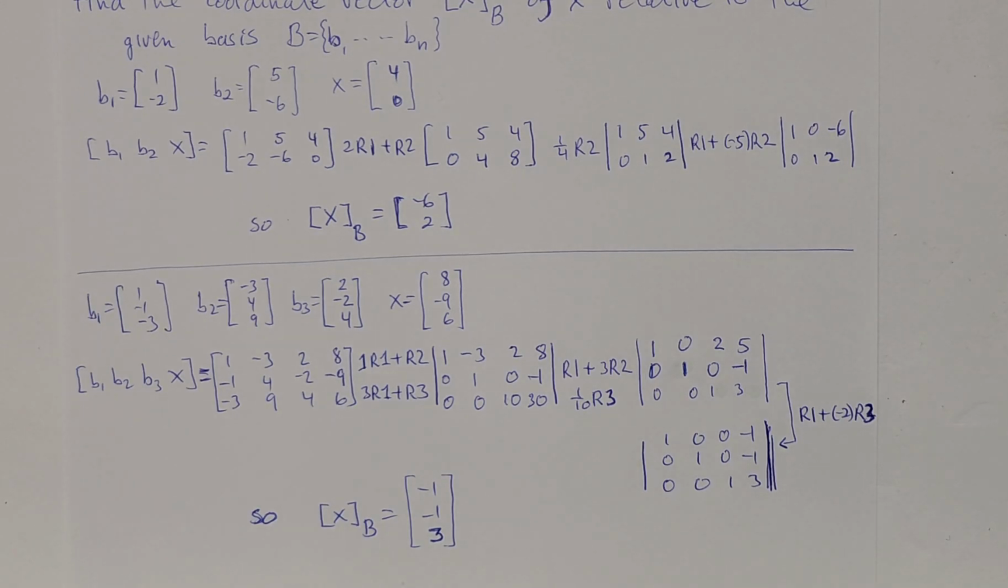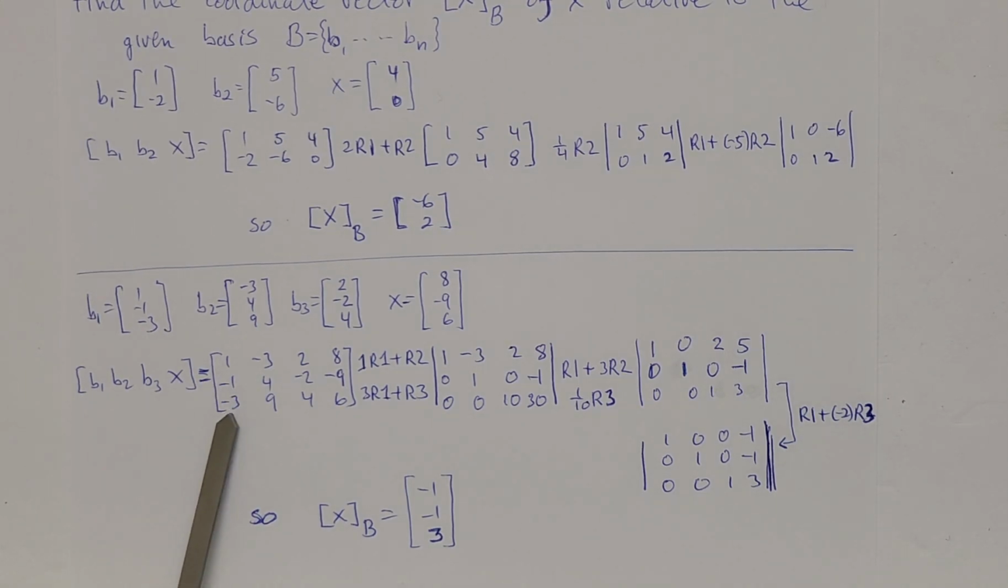Now, if you notice, we already have a 1 right here. So now we need this -1 to be a 0, and we need this -3 to be a 0. So the opposite of -1 is +1, and the opposite of -3 is +3. And you will do that for row 2 and row 3.